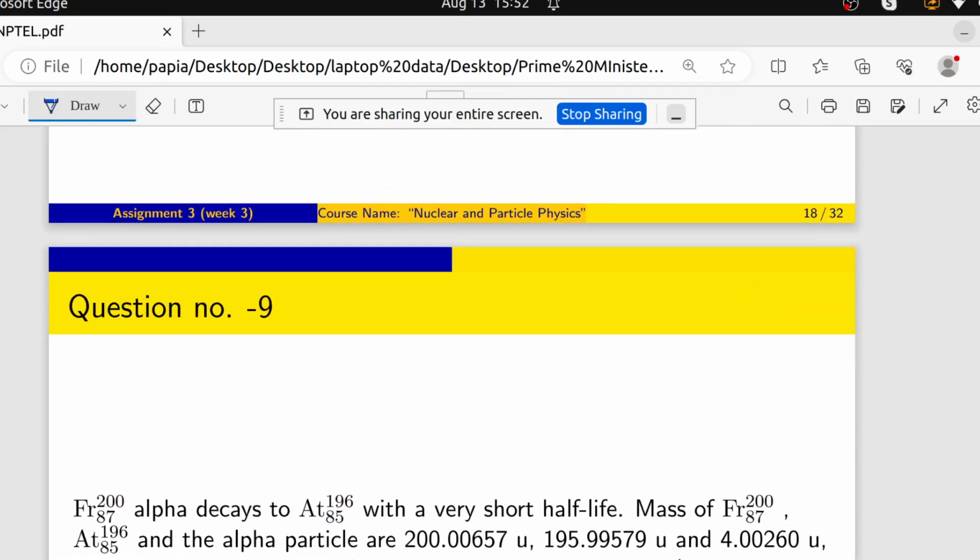Okay, now coming to the second question. In the next question you can see francium 87 200 alpha decays to astatine 85 196 with a very short lifetime. Then the mass of Fr is given, mass of At is given and mass of the alpha particle is given. Compute the Q value of the reaction in MeV.